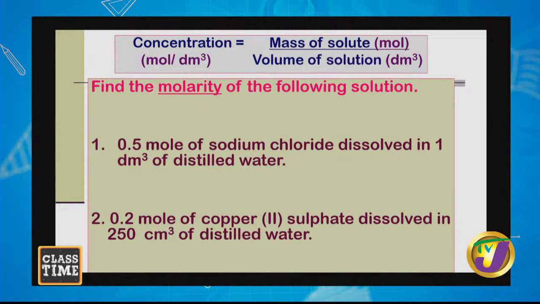And my answer will be 0.25 dm cube. So I'm going to divide 0.2 by 0.25. So what will my answer be, CMR? That's right, 0.8. What is the unit? 0.8 mole per dm cube.